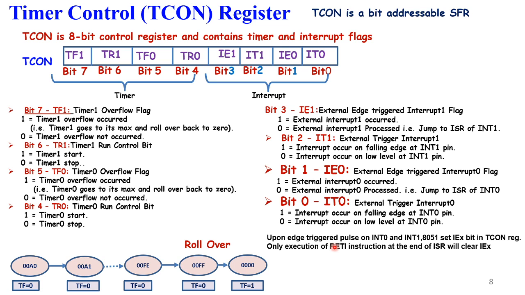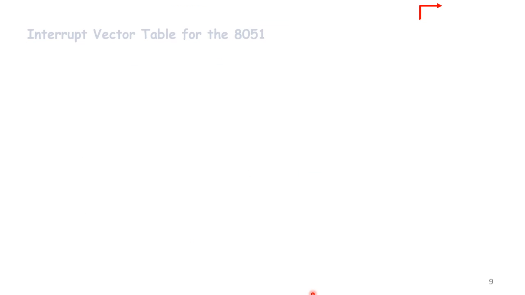Upon the edge triggering pulse on INT0 or INT1, the 8051 sets the IEx bits of the TCON register. Only the execution of the RETI instruction at the end of the ISR will clear these bits. So according to these bits, the mode gets selected in the timer control register.